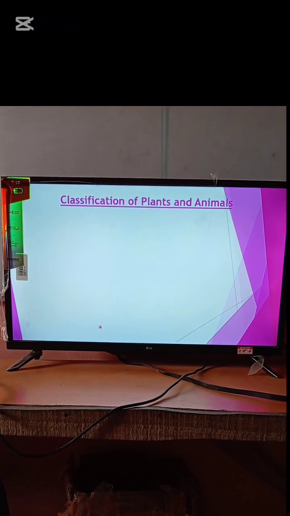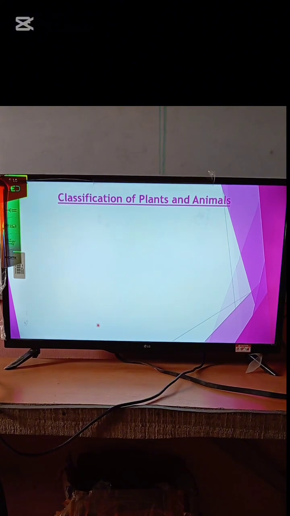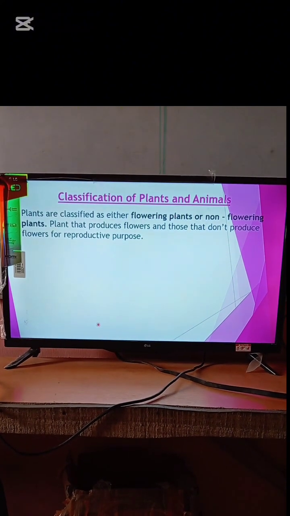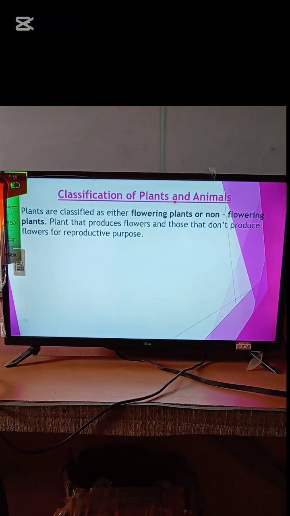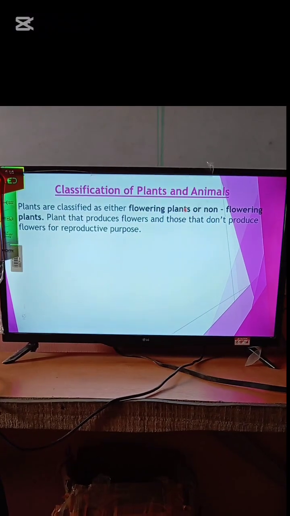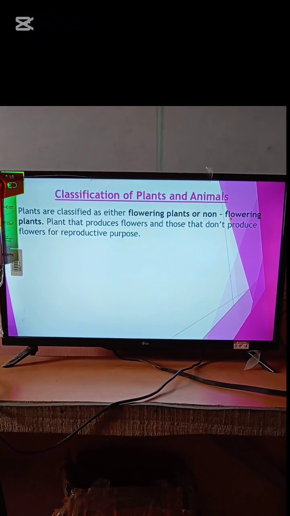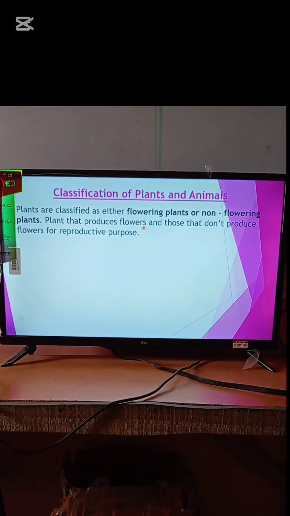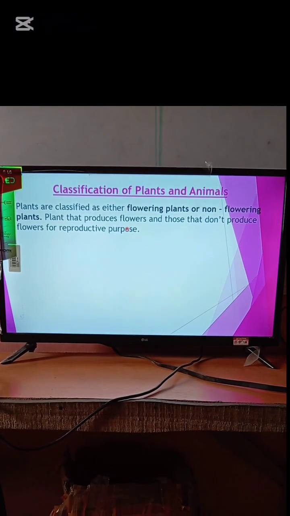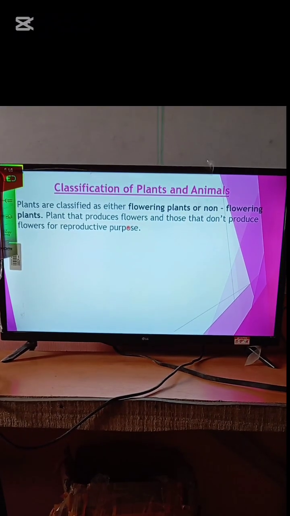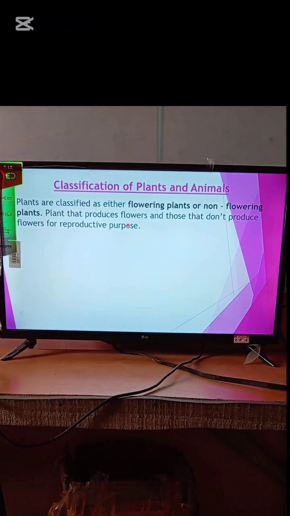Classification of plants and animals. Plants are classified into two broad groups: flowering plants and non-flowering plants. That is, plants that produce flowers and those that do not produce flowers.